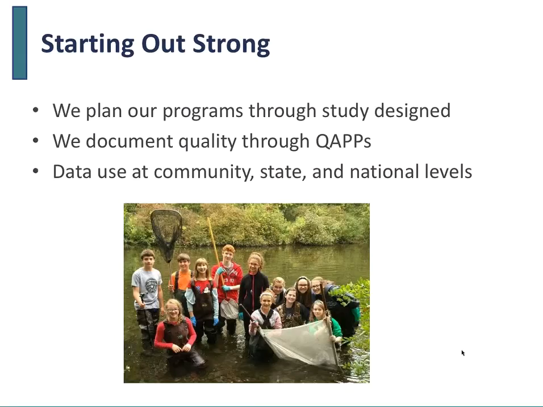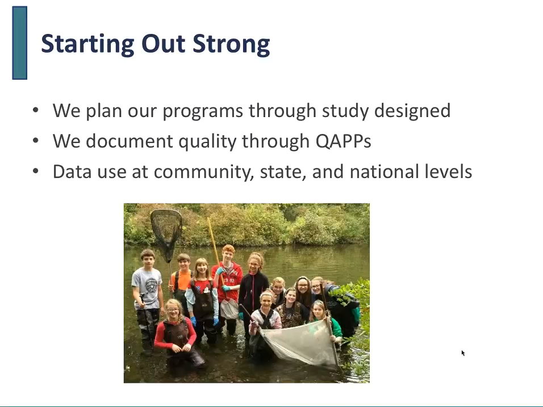Next slide. So, starting out strong. Again, we plan our programs, and this is something that sets the volunteer monitoring community, the water volunteer monitoring community, apart from the other citizen science-based programs that we have all been reading about and seeing. The citizen science-based programs are excellent programs, and we have a version of that here now at Izaak Walton League too.